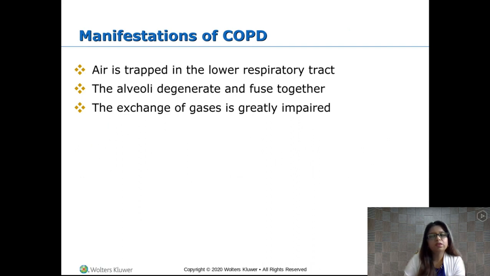Manifestation of COPD is what? Chronic obstructive pulmonary disease. In this condition, air is trapped in the lower respiratory tract. And why? Because the airway becomes narrow because of chronic inflammation, chronic irritation. Then the alveoli degenerate and fuse together. Exchange of the gases is greatly impaired.